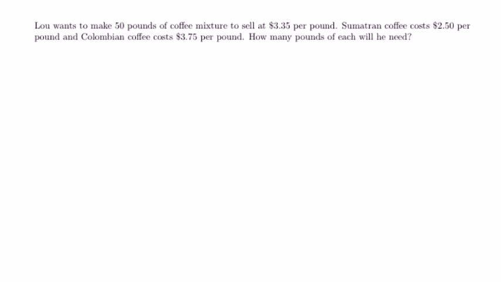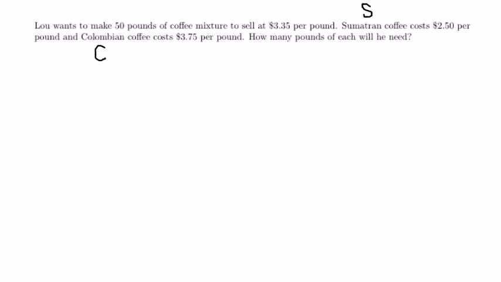So in this problem, Lou wants to make 50 pounds of coffee, and in the end he wants it to be $3.35 per pound. Sumatran coffee costs $2.50 per pound, and Colombian coffee costs $3.75 per pound. How many pounds of each will he need? So I'm going to go ahead and make two variables, S for the number of pounds of Sumatran coffee and C for the number of pounds of Colombian coffee.